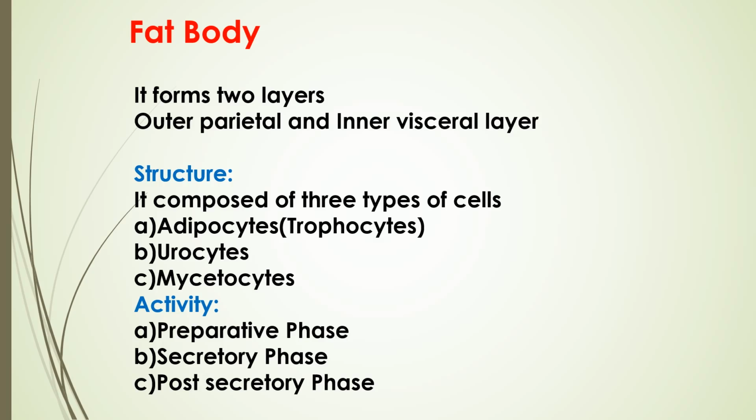Now the lipid droplets appear in large numbers while glycogen occurs in small quantity, and synthesis of RNA is resumed, and rRNA and tRNA are deposited in the cells. This is about the preparative phase. Then what about the secretory phase? The rough endoplasmic reticulum, Golgi complex and secretory vesicles increase greatly in adipocytes.